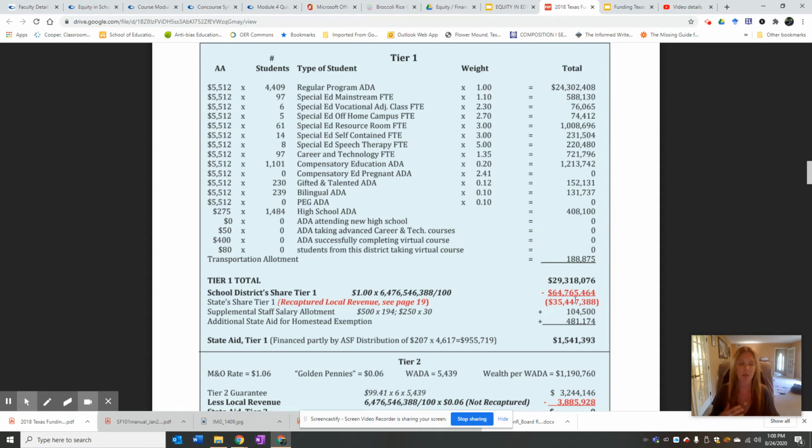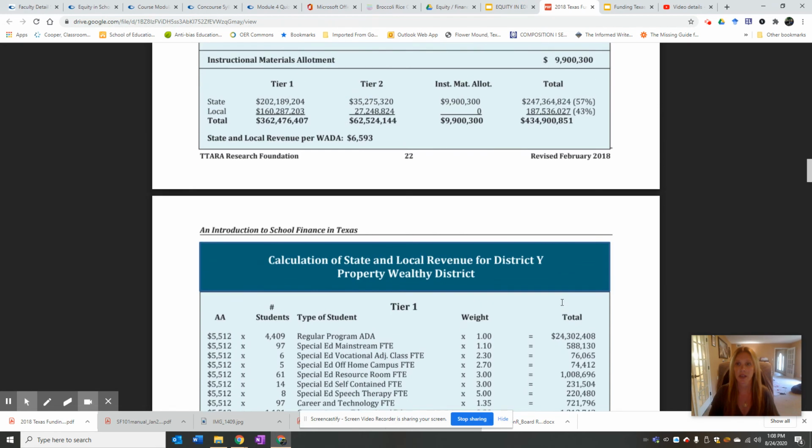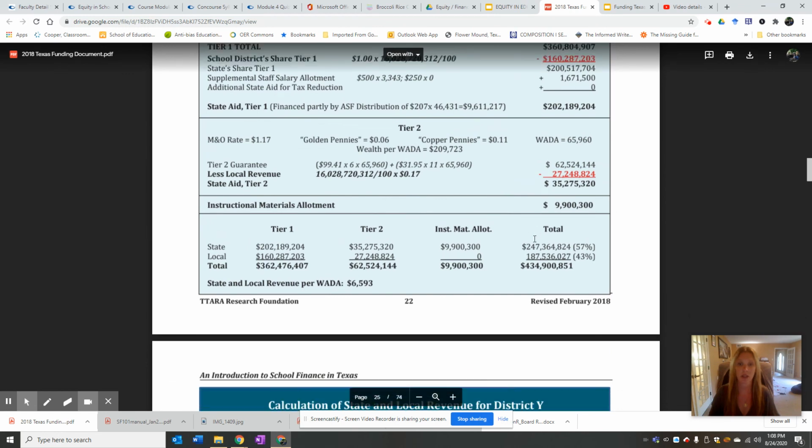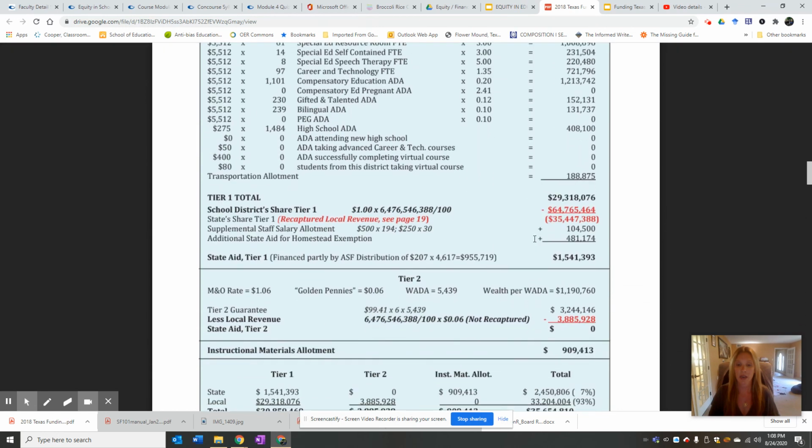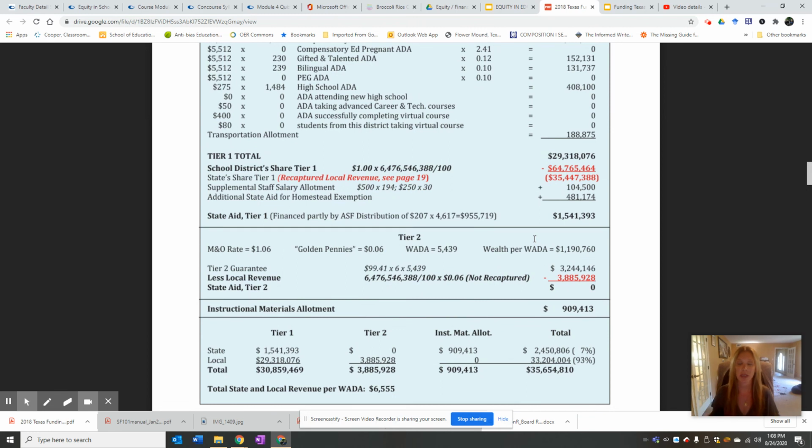That's why we call it Chapter 41, or we call it Robin Hood, because we're taking from the rich to give to the poor. And so $35 million is going to be given to the state from those local property tax dollars, and that's what the state is going to use to redistribute to the property poor districts like this one who needed that $200 million of extra revenue. And so at the bottom of this document, you'll see how many districts are considered Chapter 41 districts, meaning that they're giving income back to the state. And you can see how much income they're actually giving back to the state on a yearly basis.